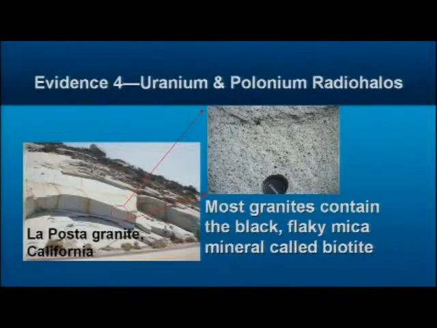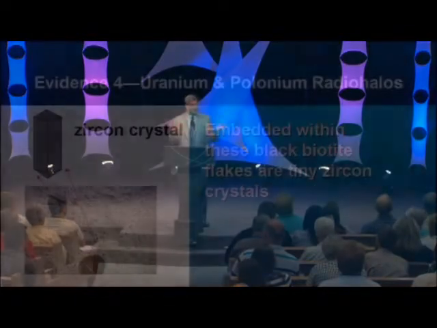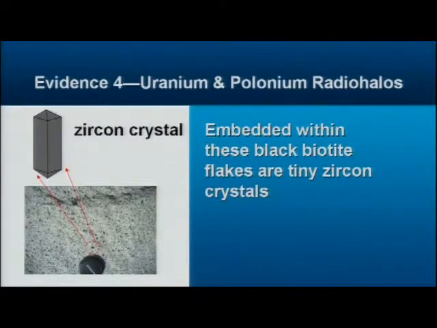Again, we go to a granite, say in Southern California, east of San Diego. Most granites contain a flaky black mineral called biotite. It's a mica mineral. You can peel the flakes apart. There's a white mica and there's a black mica. The black one is called biotite. And inside these biotite crystals, we find zircons. Again, this interesting crystal called zirconium silicate.